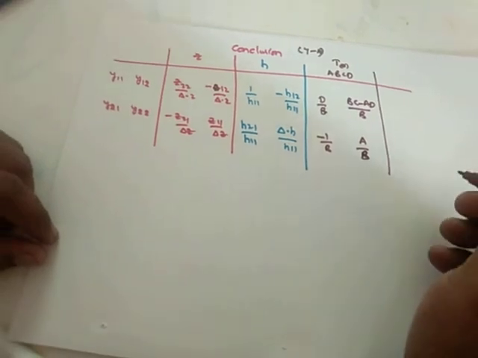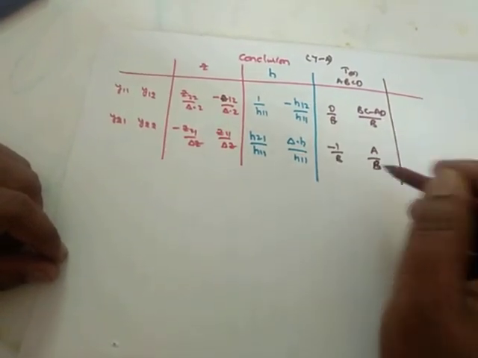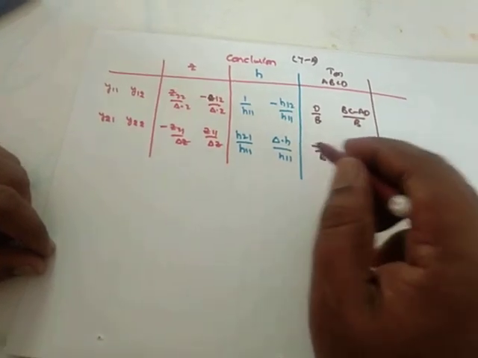In the last class, we converted H parameters into the other three: Z, Y and T, and finally T parameters in terms of Z, Y, H.